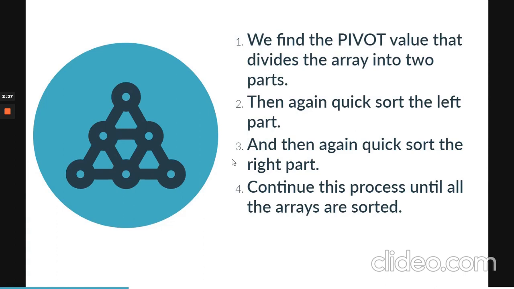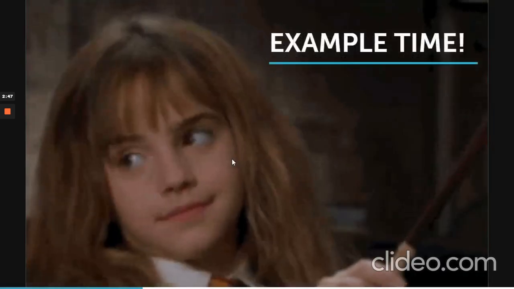So what you're basically doing is you're calling the quicksort function again in that quicksort method only. So it is a recursive function also. So let us look at an example to understand this better.